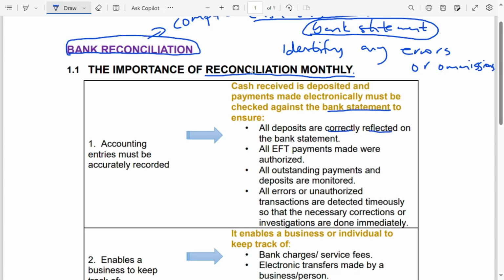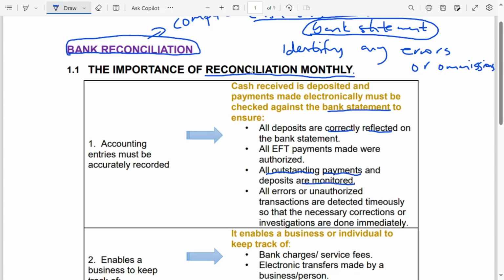So I've already explained it. We ensure that all the EFT payments made were authorized. We check that the EFTs or the payments that we have made are appearing. And then all the outstanding payments and deposits are monitored.